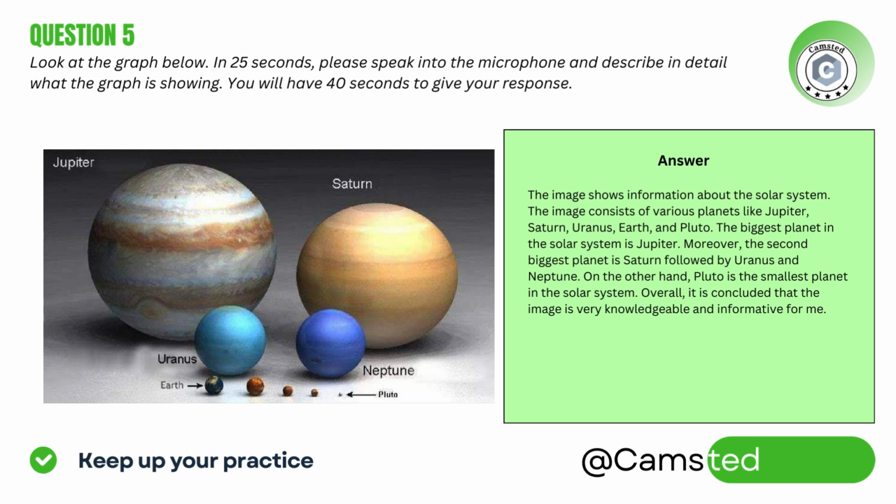The image shows information about the solar system. The image consists of various planets like Jupiter, Saturn, Uranus, Earth, and Pluto. The biggest planet in the solar system is Jupiter. Moreover, the second biggest planet is Saturn, followed by Uranus and Neptune.